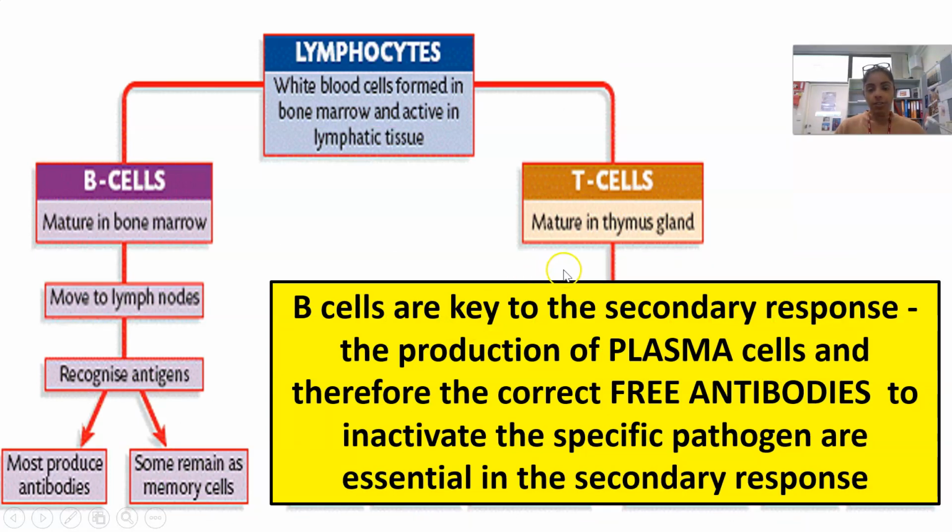Now, the reason why it's important that we learn about the immune response is because B cells, specifically B cells, are key to the primary response. Because they produce plasma cells, they therefore secrete free antibodies that will inactivate the pathogen. So remember, there's 4 ways of inactivation, but it's only plasma cells that secrete free antibodies that will do that.